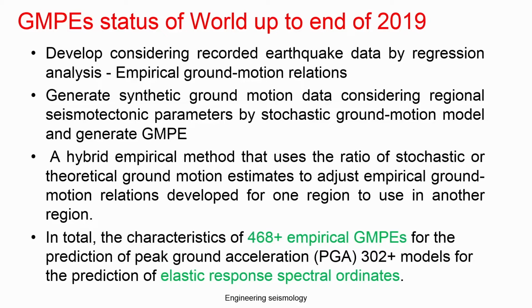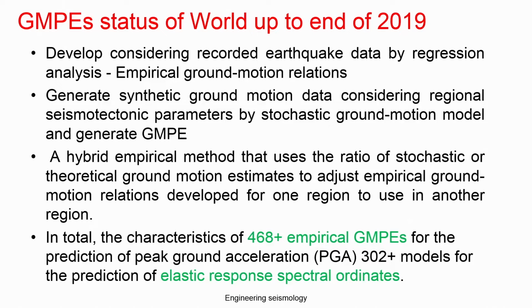You can see how big a volume the book is, which summarizes, in historic terms, what equations have been developed. The development of GMPEs considers the recorded earthquake data by regression analysis. There are different ways the ground motion prediction can be developed. One is that you take recorded data, if plenty of data are available, you make M and R combinations, use a functional form and do a multiple regression analysis. Then you end up with the empirical ground motion relation. Generally, synthetic ground motion data are considered when no recorded data are available.